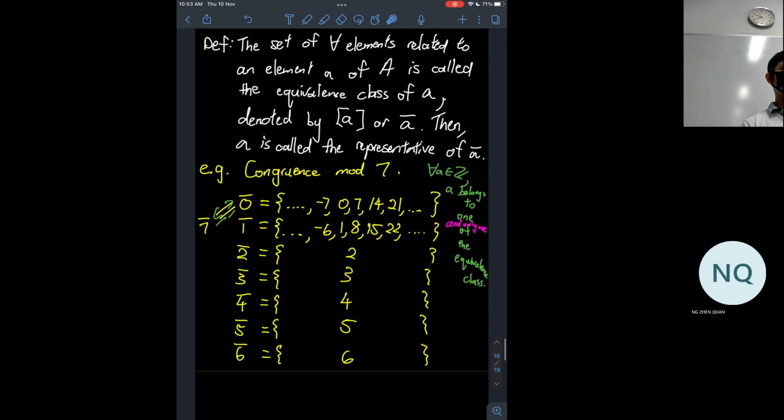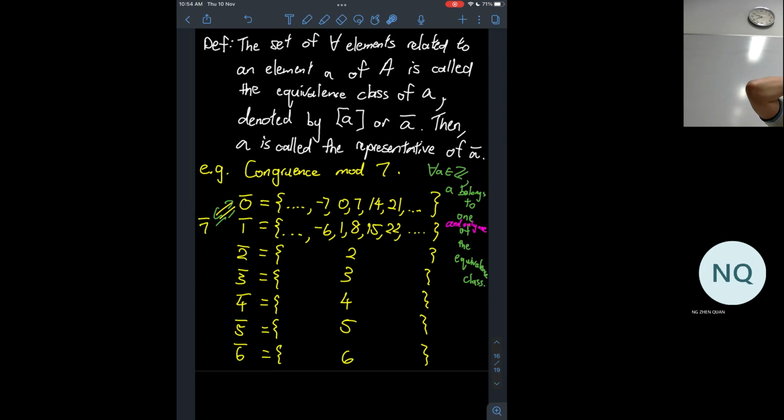How to find these equivalent classes? How to find equivalent classes? So how to find, it depends on your relation. Maybe you don't understand how to find the equivalent classes here, right?